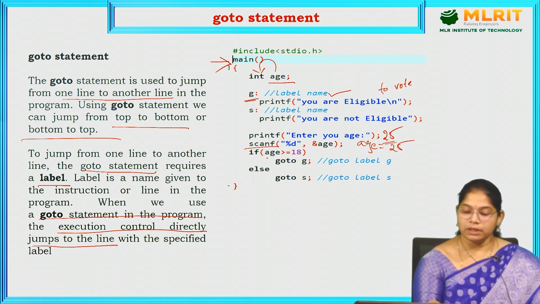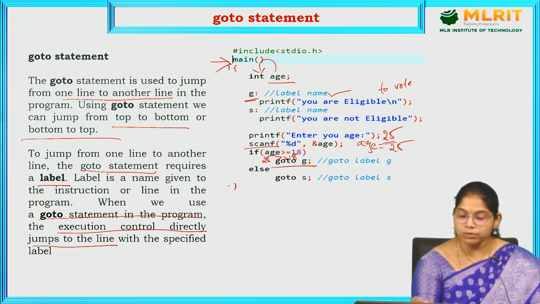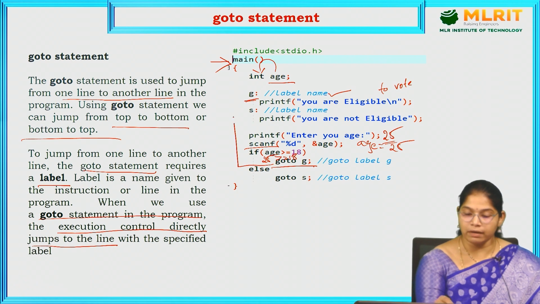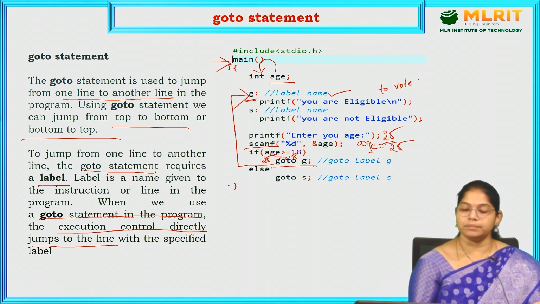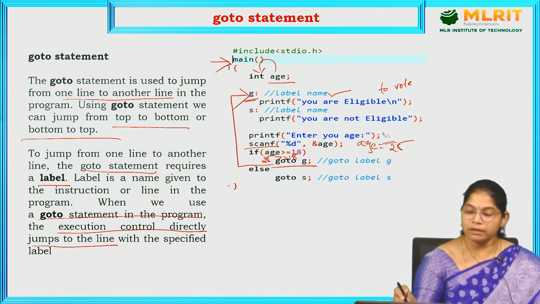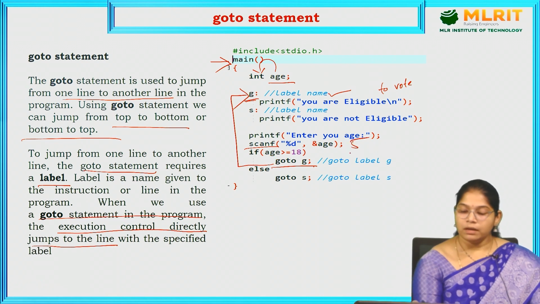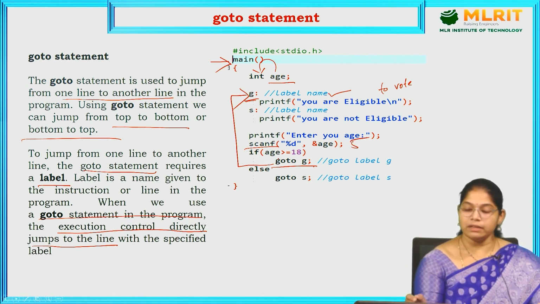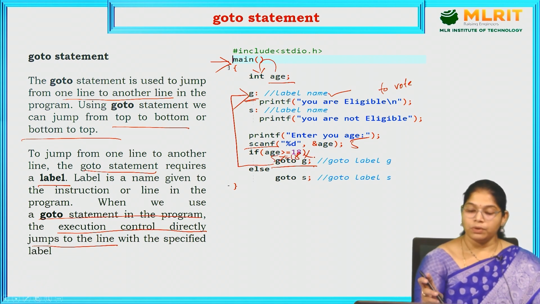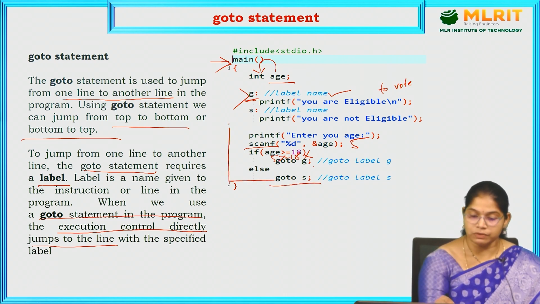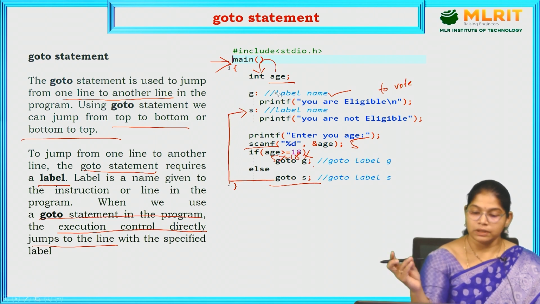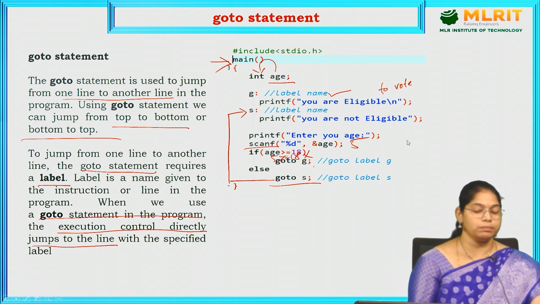If age is 25, greater than or equal to 18, yes, the condition is true, then goto G. So the control jumps from here to here. Now it prints eligible to vote. Now let us suppose the age value is 5. Now what is age? Age is 5. If age greater than or equal to 18, is 5 greater than or equal to 18? No. So the control goes to else. There we have goto S. So the control now jumps from here to S. There we have you are not eligible to vote.